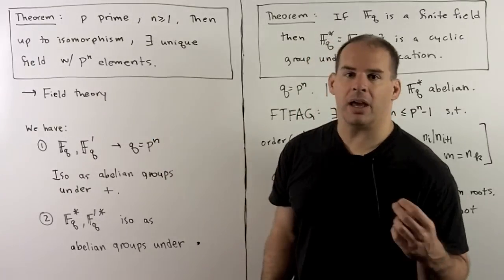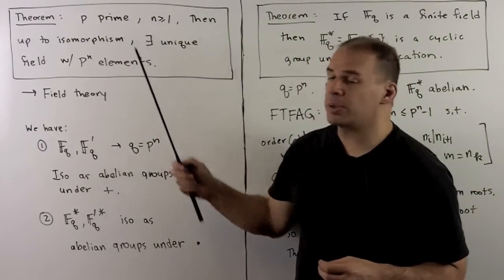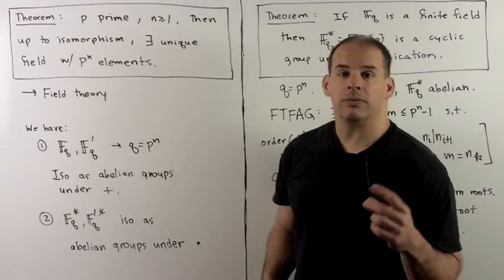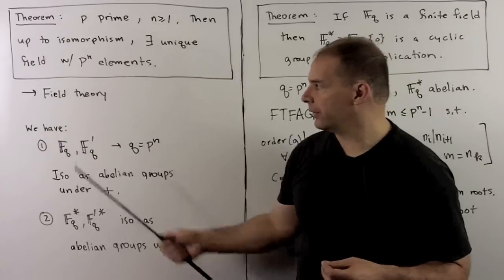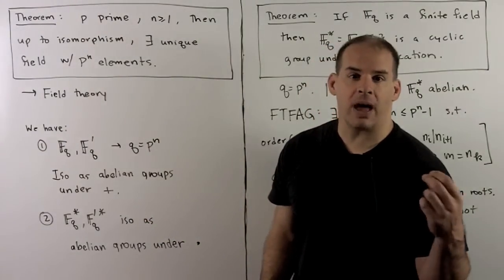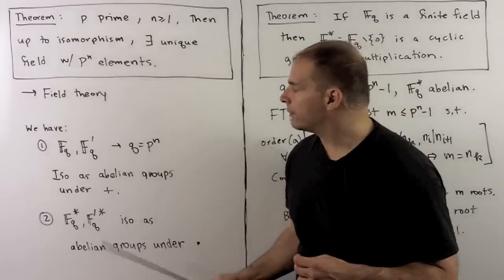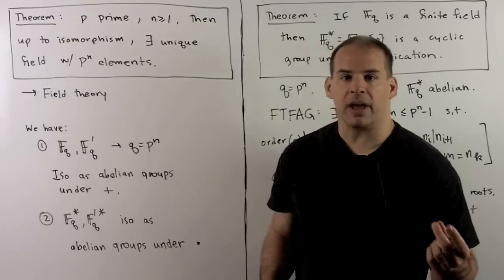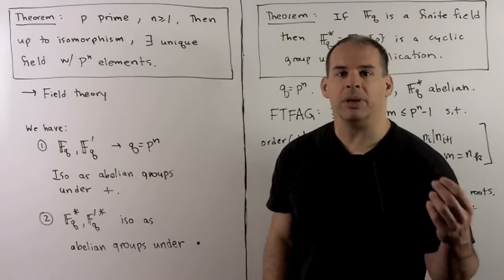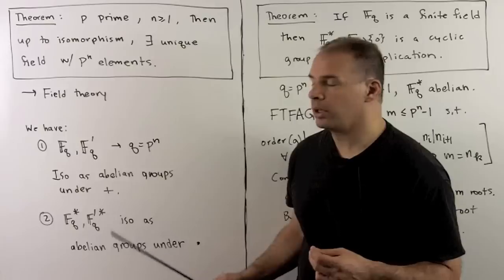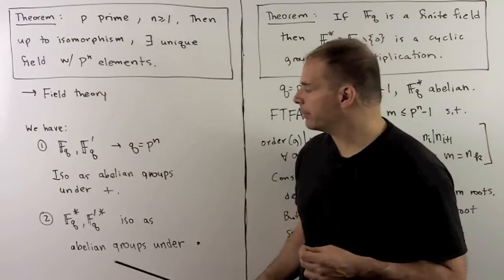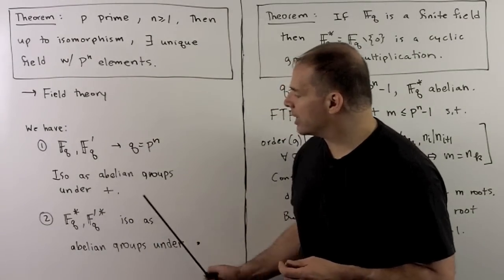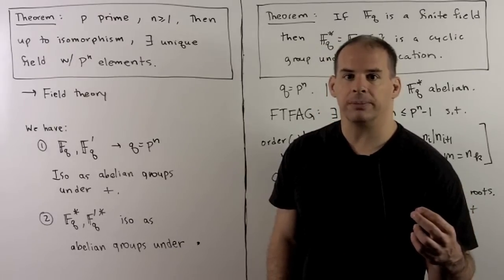So if p is a prime, n greater than or equal to 1, then up to isomorphism, there exists a unique field with p to the n elements. For this, we need more technique, so we save it for field theory. We'll verify the following consequences. First, we've already seen if I have two finite fields with the same number of elements, then they're isomorphic as abelian groups under addition. We have a similar statement for multiplication. So if we throw away 0, looking at groups of units, these will be isomorphic as abelian groups under multiplication.